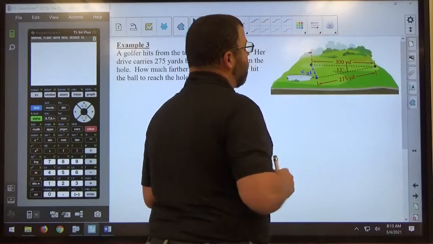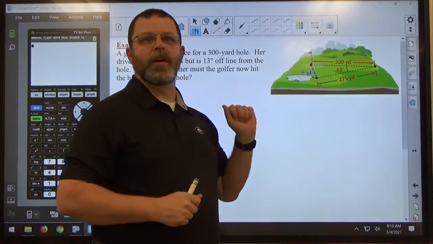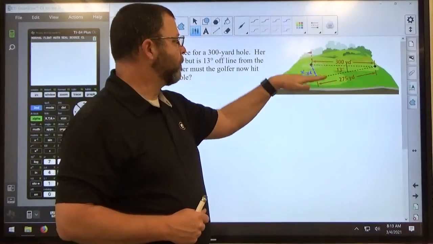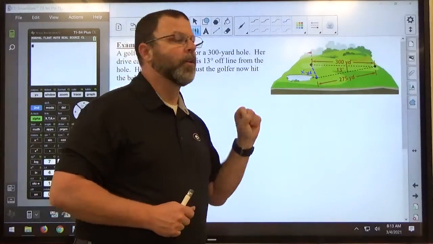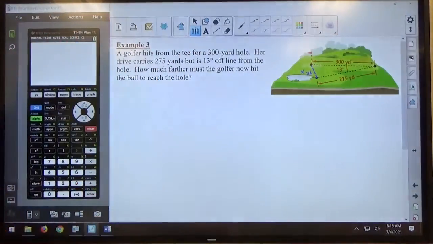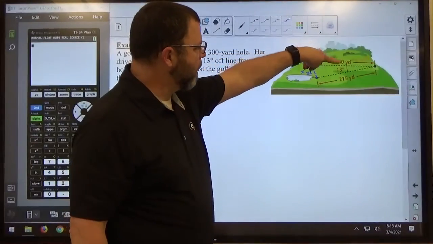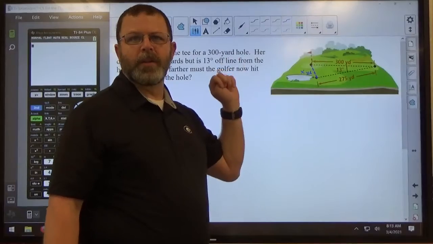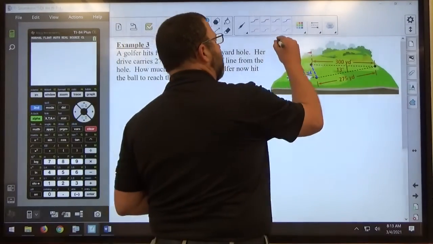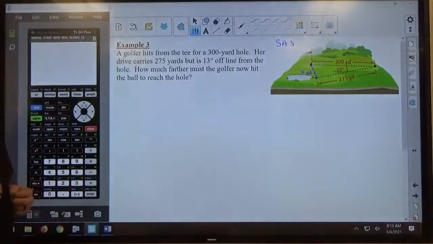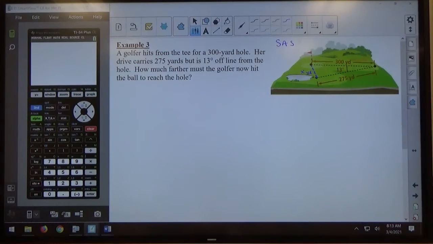Obviously, if she had hit it straight out the hole, she'd have 25 yards left, but she's gone off line a little bit, so this distance is probably more than 25 by a little bit. Looking at the known information, we know this side, we know this side, we know the angle between, so the included angle. So we have a side-angle-side triangle, which tells us the law of cosines is usable.